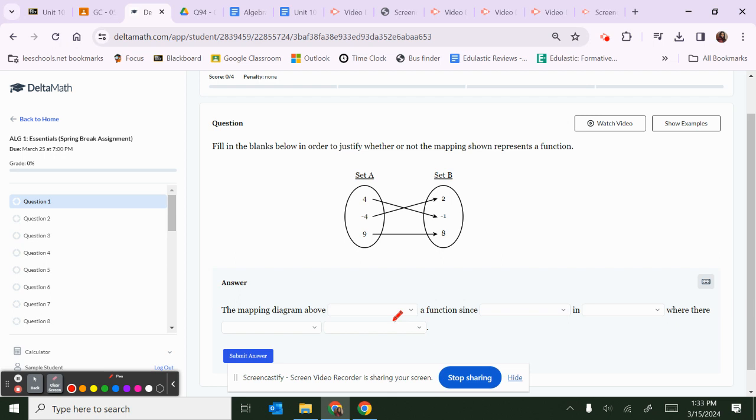All right, guys, here's some support on your spring break activity. Question number one says fill in the blanks below in order to justify whether or not the mapping shown represents a function.